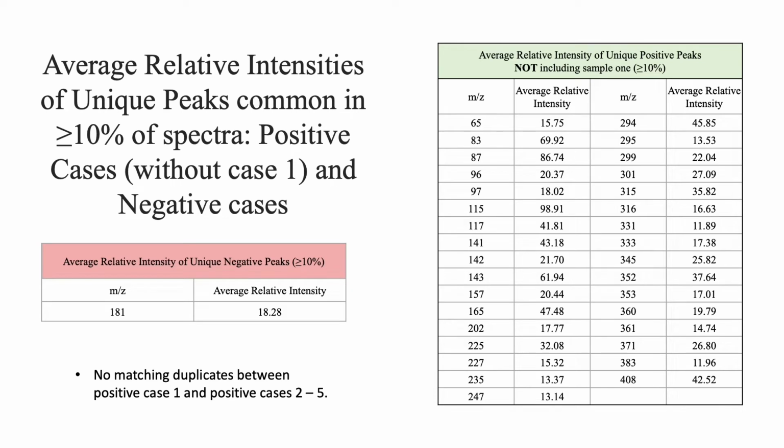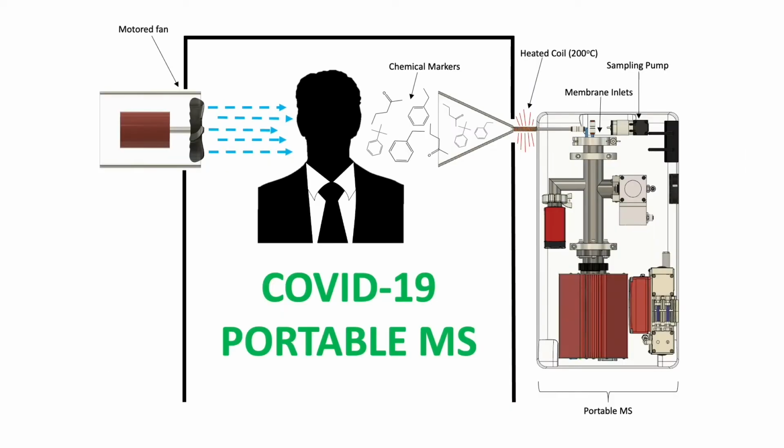So the average relative intensities of unique peaks common that are greater than 10% positive cases, without case 1 and negatives, were here. Here again, we see the average relative intensities for each one of the compounds. And so this tells us that we have small molecular markers, and these are in the aldehyde and ketone class that we could use for portable breath biopsy.